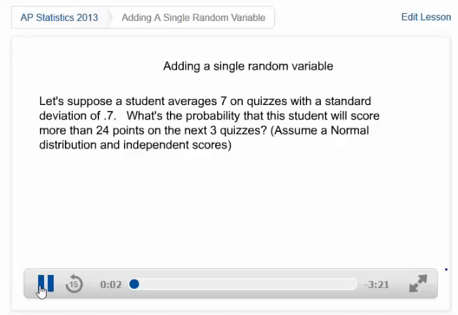Hello AP Stat students. We're going to do a quick tutorial on adding a single random variable. So let's look at the question.